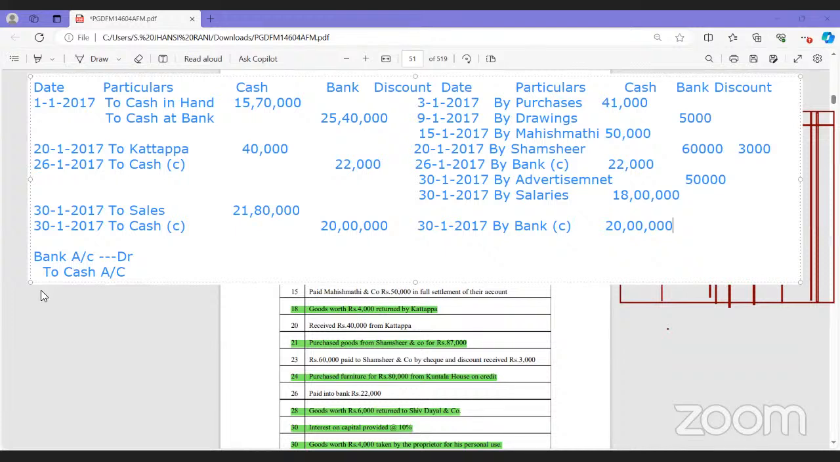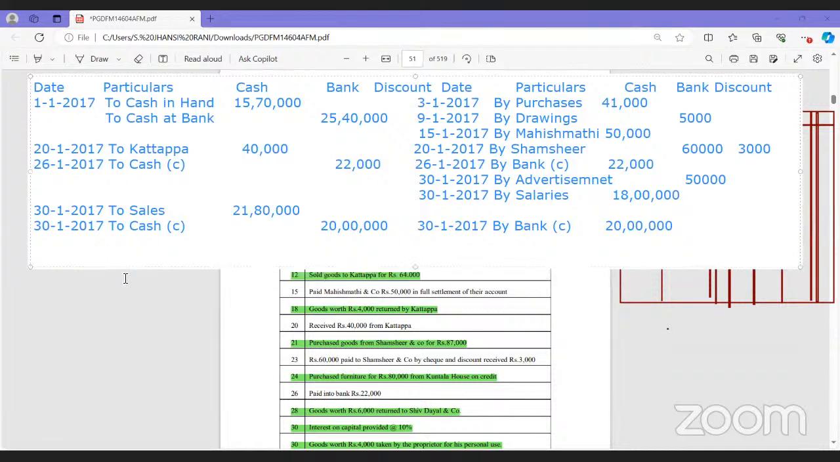Next, we have received from Bahubali. Received means it's a receipt to us. Cash is coming. Whenever there are receipts, all receipts will be written on the debit side. So the date is 31st January 2017. Who is giving us cash? Bahubali is giving. So what is it telling? Received from Bahubali rupees 59,000 and discount. So here we are receiving. He did not mention bank or anything, so we assume it is a cash receipt only.